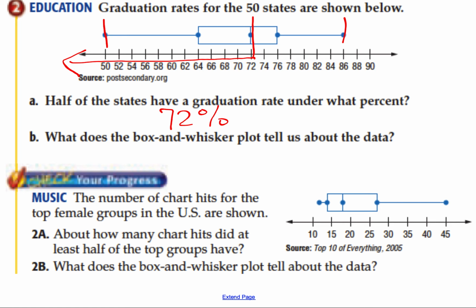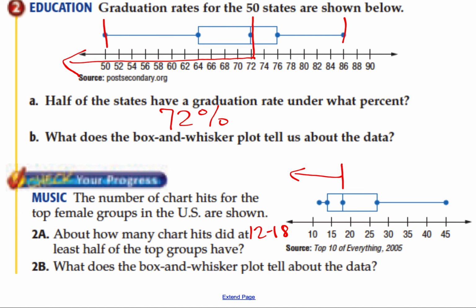Let's look at this bottom one. The number of chart hits for the top female groups in the US are shown. About how many chart hits did the least half of the top groups have? Okay, the least half, that's kind of a weird way of saying it, but it's going to be the bottom half. They had between 12 to 18. So I'm going to say 12 to 18. Less than 18. 18 is what the median is there.